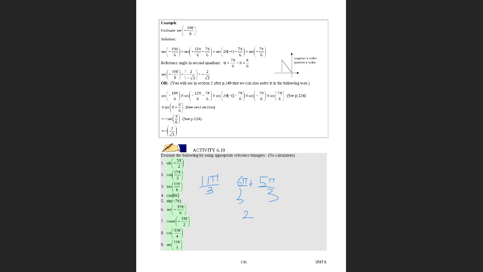And here we can get 2 pi plus 5 pi over 3. So it will be the same as sec 5 pi over 3. Then you can use the reference angle and go on from there. So that is that.